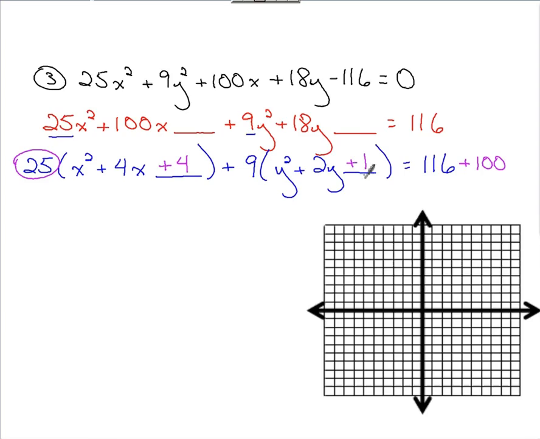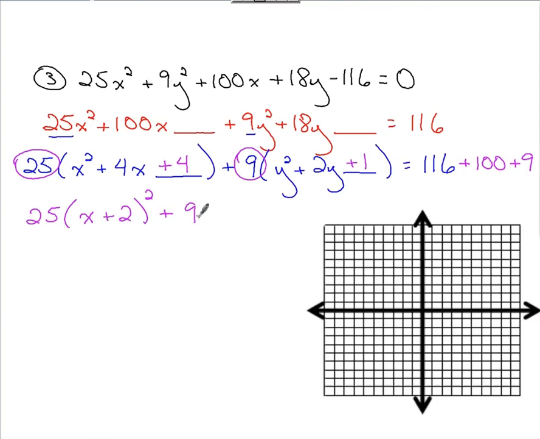Alright, looks like I'm adding on 1 to change the value of this side, but I'm not really adding on 1. I need to add on what to the other side? 9, because it's 9 times 1. Right, this 9 impacts that 1. So we clean this up. Got a 25 in front of our perfect square. The x squared plus 4x plus 4 factors down to x plus 2.